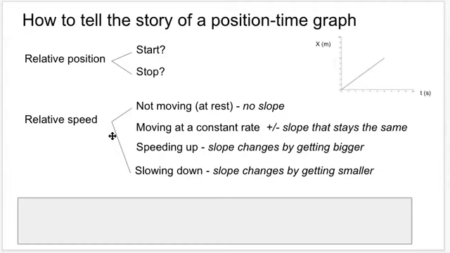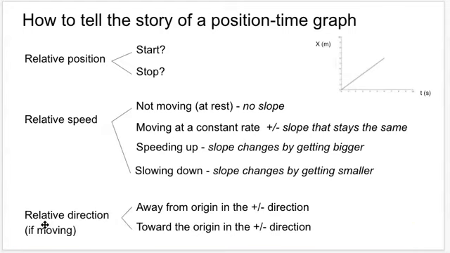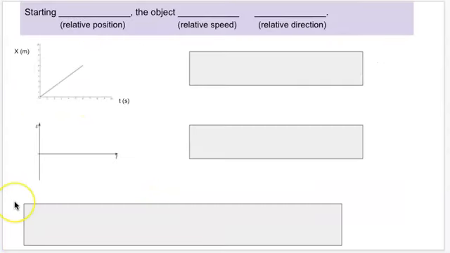So we want to know about the position, we want to know about the speed, and finally, we need to talk about the direction. If you're moving, are you moving away from the origin? Are you moving towards the origin? If you're moving away from the origin, are you moving in the positive direction or the negative direction? If you're moving toward the origin, are you moving in the positive direction or the negative direction? It might seem like a lot of things to talk about, but it's really not. You're just talking about position, speed, and direction. So let's try it out.